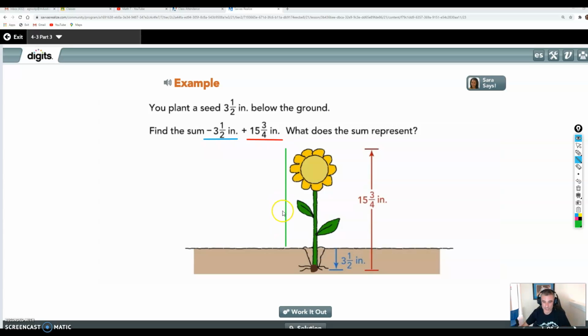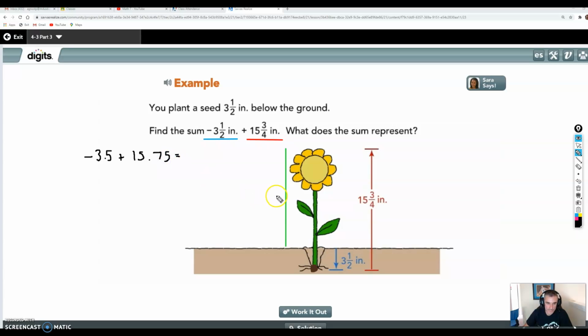So there are different ways to approach this. Since these are written as fractions here, I'm going to go ahead and convert these into decimals, because I think these decimals are actually pretty easy to work with, right? 1/2 is just 0.5, and 3/4 is 0.75. So I'm going to go ahead and rewrite this. I'm going to say negative 3.5, okay, that's 3 1/2 inches, plus 15.75 inches.